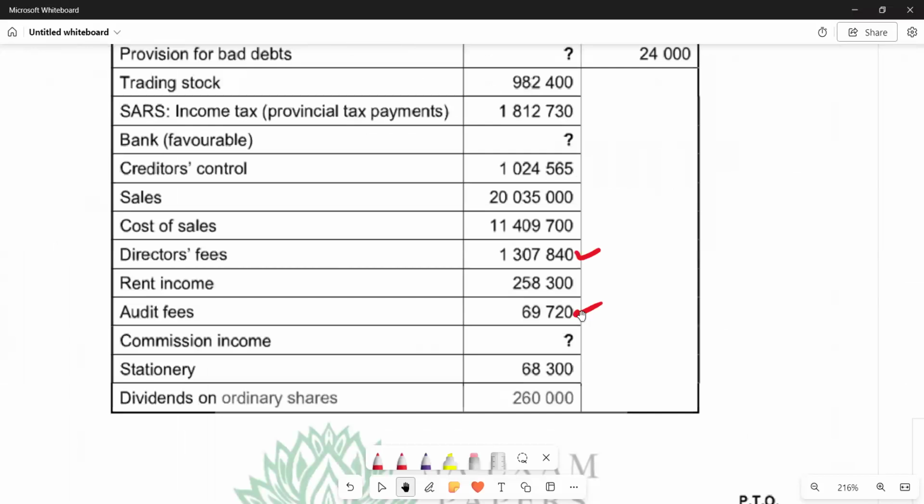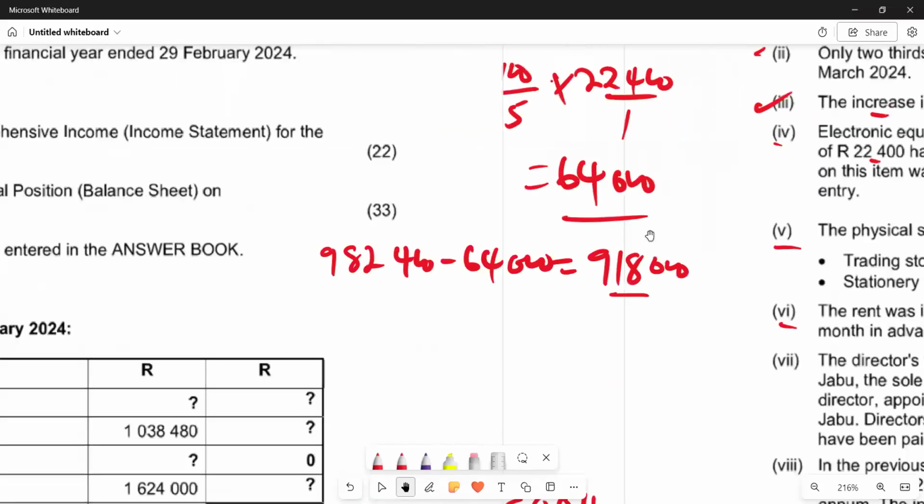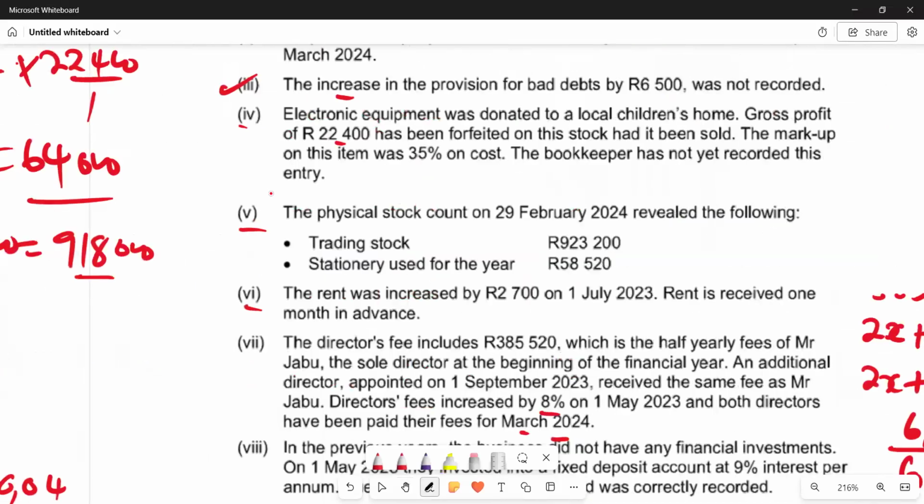So we were looking at our audit fees here. Now we have commission income, we have stationery. For stationery, it's 68,300. Remember, when I calculate stationery, we say what was bought minus what is remaining at the end of the period, then we get stationery that was used. So in this case, let's check if we have anything at the end of the period. If you don't have anything, we take that figure as it is and put it in the statement of comprehensive income. But if you go to our item 5, it's saying the stationery used for the year is 58,520, which means it's already calculated. So the used stationery is the expense, 58,520.